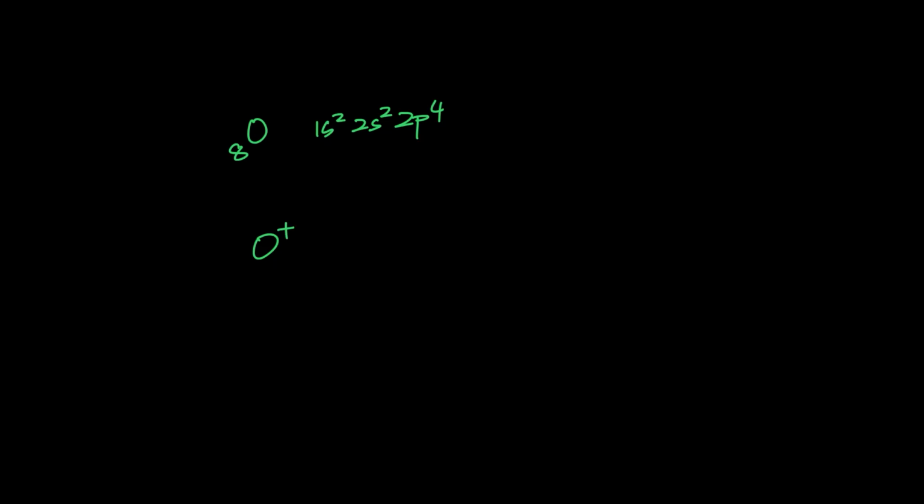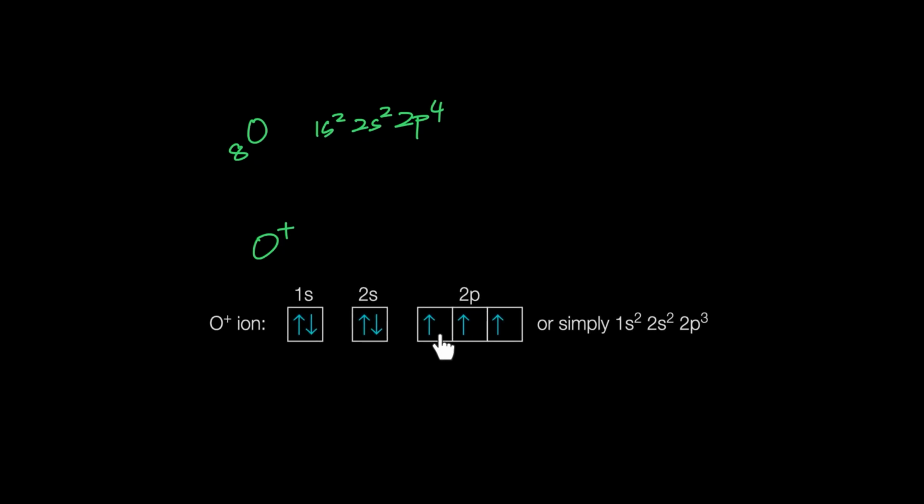So if I want to talk about the O+ ion, what will happen is that the outermost electron will be lost. The 8 electrons will now be 7. And they will lose electrons from the outermost shell. And obviously remember, how was 2p4? 2p4 was 2 electrons unpaired and 2 paired. So O+ would become 3 unpaired.